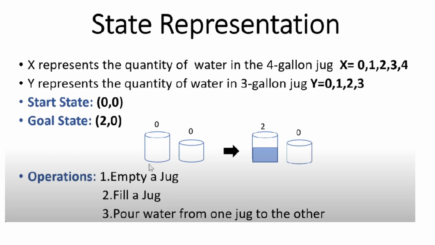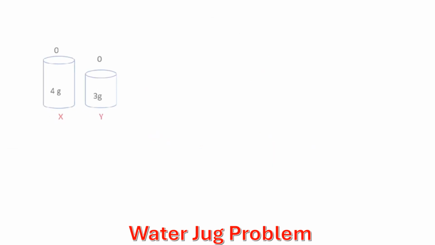here we are having some numbers x and y. Maybe x is the 4-gallon jug and y is the 3-gallon jug. The starting state is both x and y are 0 and 0, and the goal state is to get exactly 2 gallons of water in the 4-gallon jug. The operations we can perform are emptying a jug, filling a jug, or pouring water from one jug into another jug. We have more than one solution in this problem. We'll see one solution.